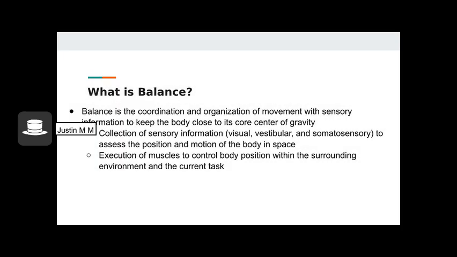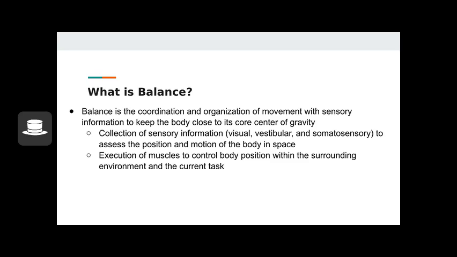So let's talk about what balance is. Balance is the coordination and organization of movement with sensory information to keep the body close to its core center of gravity. And we all have a core center of gravity, otherwise known as a core center of mass, that sits slightly below our belly button. And our body wants to make sure that we stay within that center of mass, otherwise we may lose our balance.